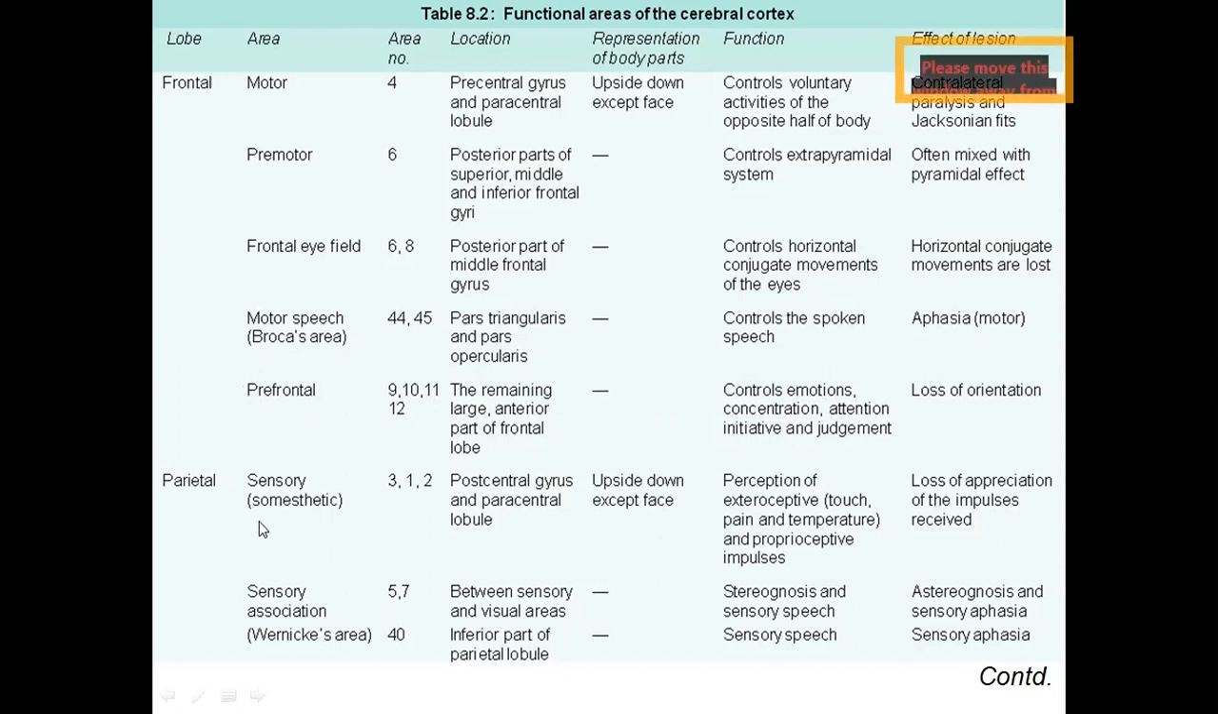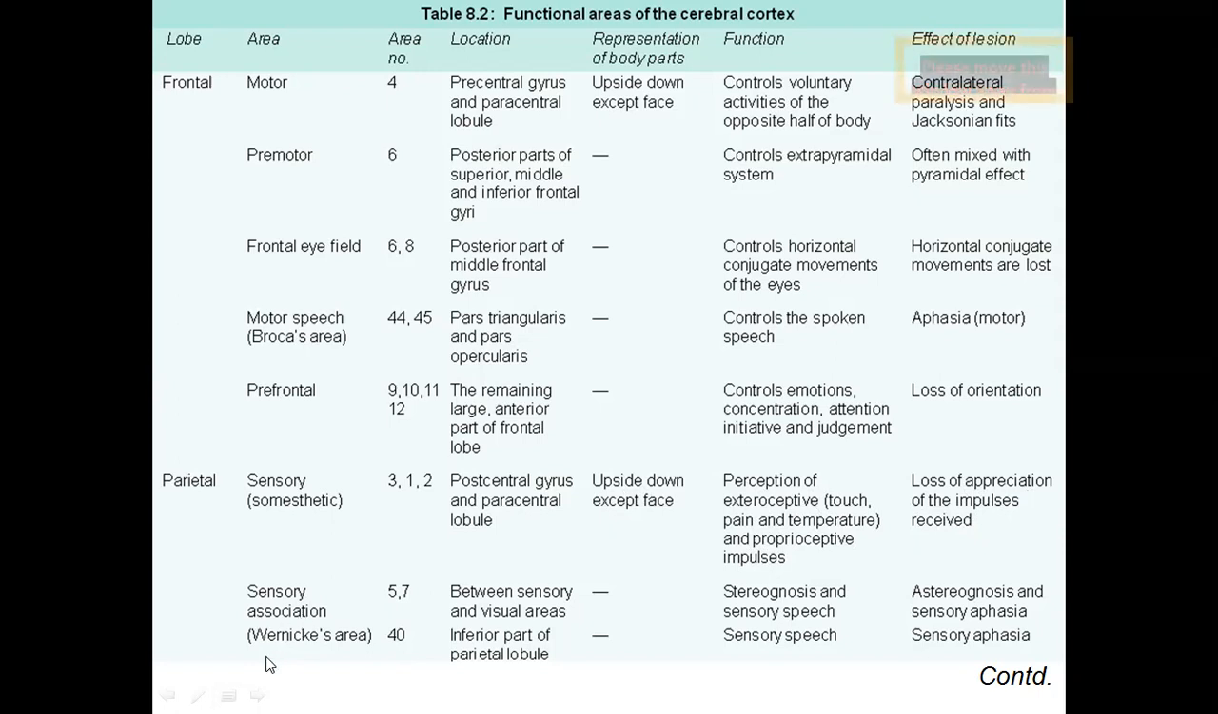In the parietal lobe, we have the somesthetic chief sensory area, number 3, 1, 2, situated in the post-central gyrus and paracentral lobule. Upside down is the representation of the body except the face. Function is perception of exteroceptive touch, pain and temperature, and proprioceptive impulses. Suppose this area is damaged, there is loss of appreciation of impulses received.